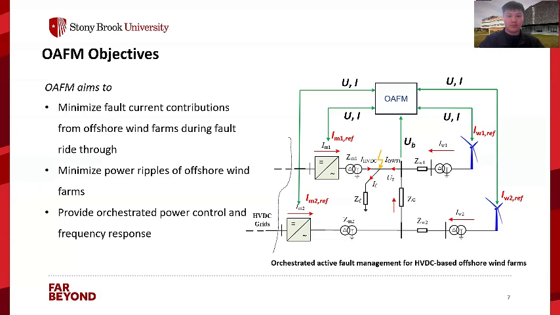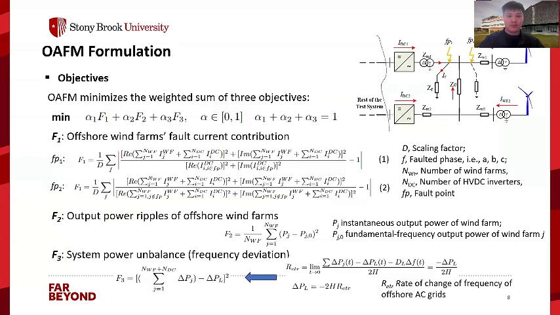The schematic diagram, as shown in this figure, illustrates this process. The voltages and currents of offshore wind inverters and HVDC inverters are sent to the OEFM controller. OEFM generates the current and power references and sends them back to offshore wind inverters and HVDC inverters. For the formulation of OEFM, it minimizes the weighted sum of three objectives. The weights can be selected, for example, by Pareto frontier to achieve better control performance.